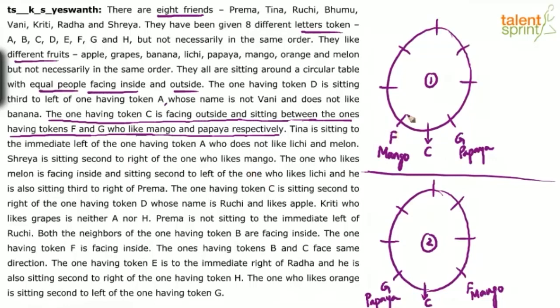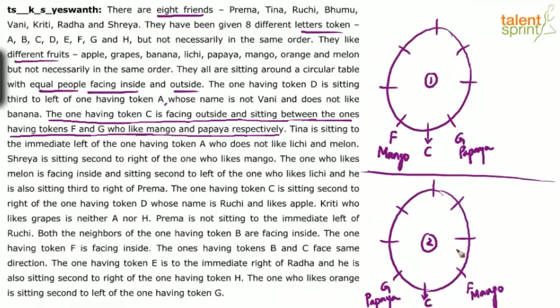Shreya is sitting second to the right of the one who likes mango. Now the point is, what direction does this person face? Inwards or outwards? Not very clear. So second to the right can be first and second, Shreya can come here, or first and second, Shreya can come here as well. Now if this person is facing center, right will be anti-clockwise, so Shreya will come here. If this person is facing outwards, right will be clockwise, so Shreya will come here.